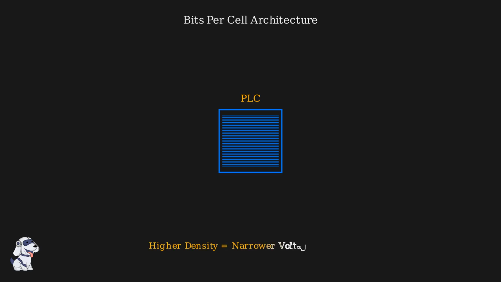Adding more bits increases storage density significantly, but it shrinks the voltage window. This makes the data harder to read, slowing down performance and reducing endurance.